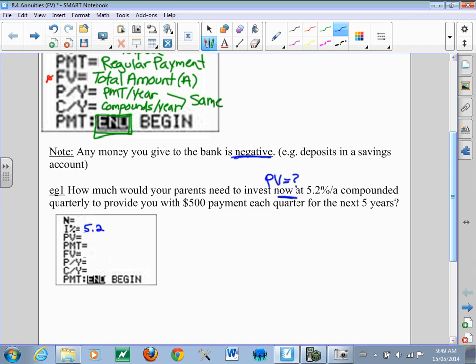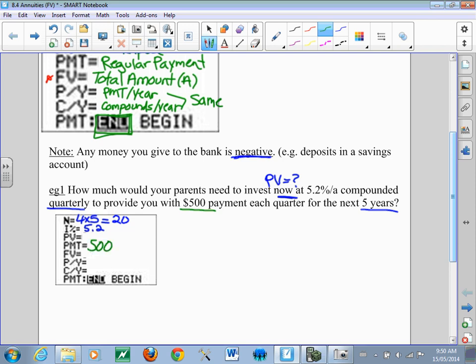We know that. Quarterly tells us what? 4 times. And how many years are we doing? So take 4 times 5 to give you 20. You can actually type in 4 times 5 and when you press enter, it'll equal 20 for you. And then what do we need to have? We need to have a payment of $500. So our payment value is going to be $500.